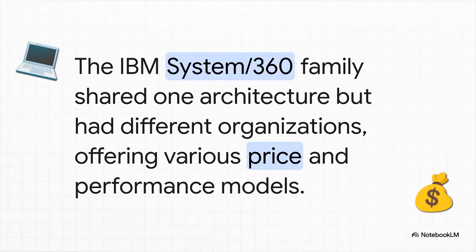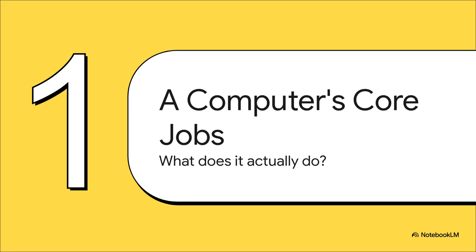And hey, this isn't just theory. A classic real-world example of this was the legendary IBM System/360 family of computers. All of them shared the exact same architecture, the same blueprint. That meant a program you wrote for one machine would run on any of the others, no problem. But they had totally different organizations, different buildings, let's say. So a customer could buy a slower, cheaper model and then, later on, upgrade to a much faster, more expensive one without having to throw out all their software. It's the same blueprint, just a better, faster building. Pretty brilliant, right?